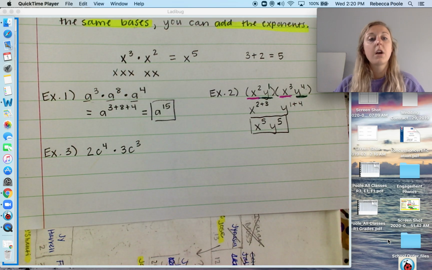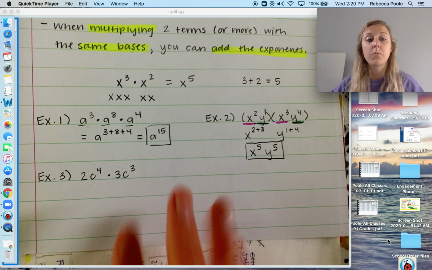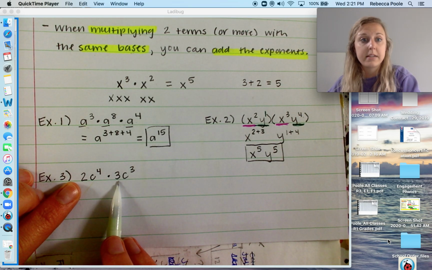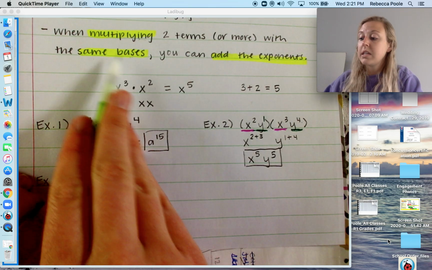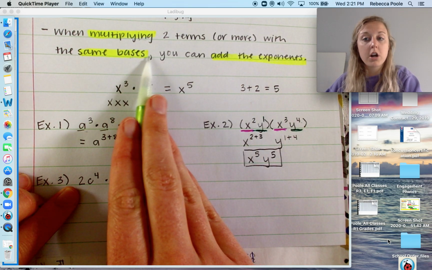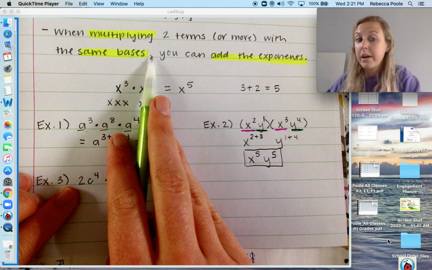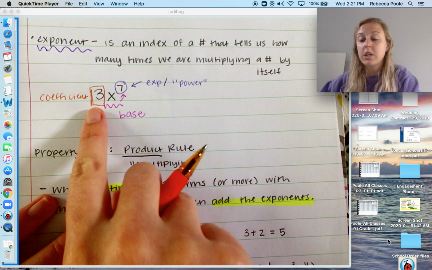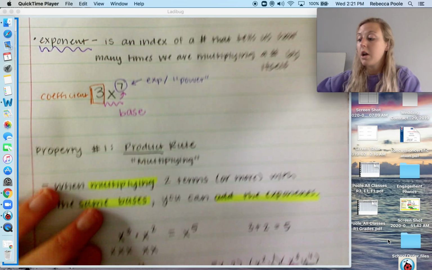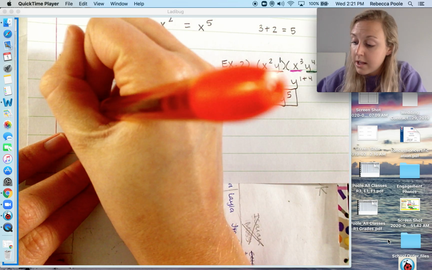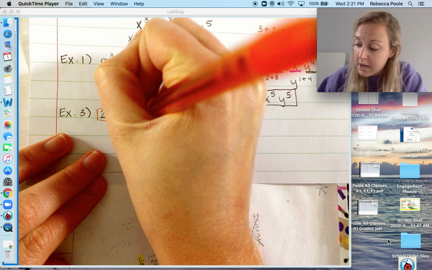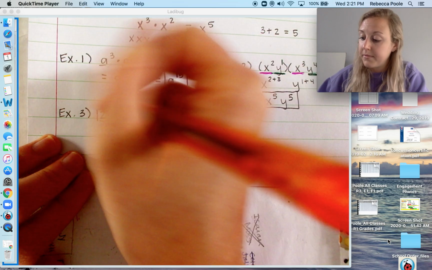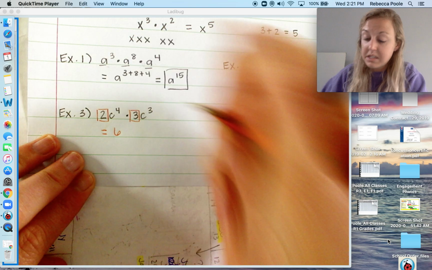All right, so this one looks a little bit different. What's different with this one is I gave you guys coefficients with the c's, okay? Now, does this rule say anything about our coefficients? No, because you guys know how to multiply 2 numbers. Remember, a coefficient is just the number out front. So these numbers out front, this 2 and this 3, you're just going to multiply. So what is 2 times 3? Good, that's going to be 6.